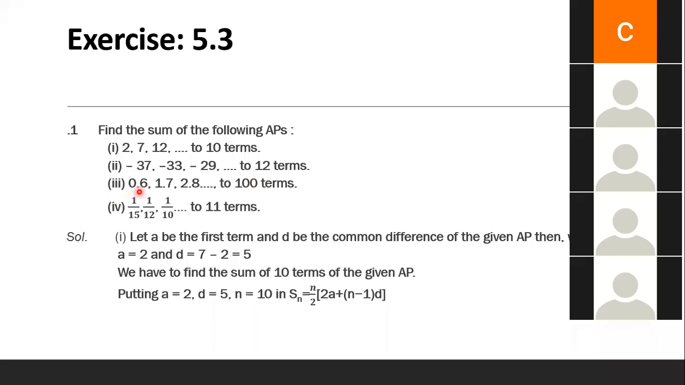Next, come to the third one. A value 0.6. D value 1.7 minus 0.6, which is 1.1. N value 100. Just apply in the formula, you'll get the result. And here A value is 1 by 15 and D value is a fraction, 1 by 12 minus 1 by 15. Subtract, children, and N value is 11.